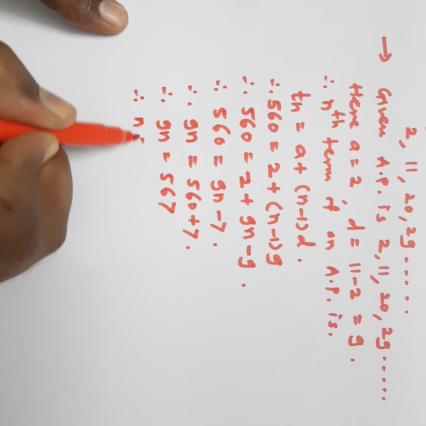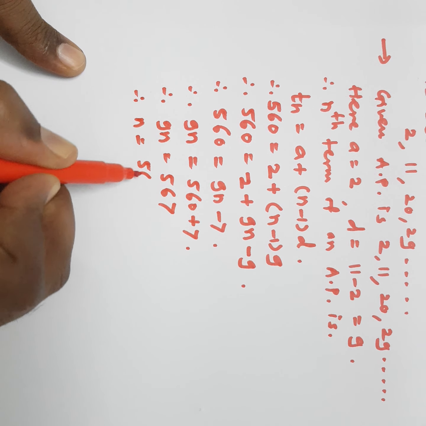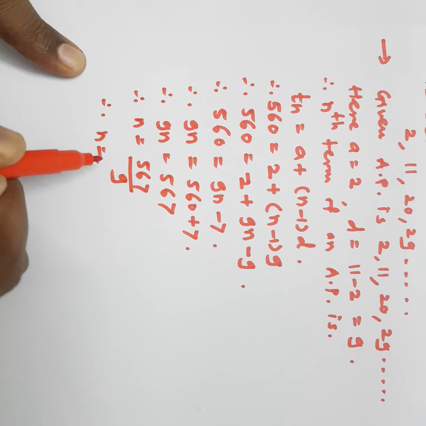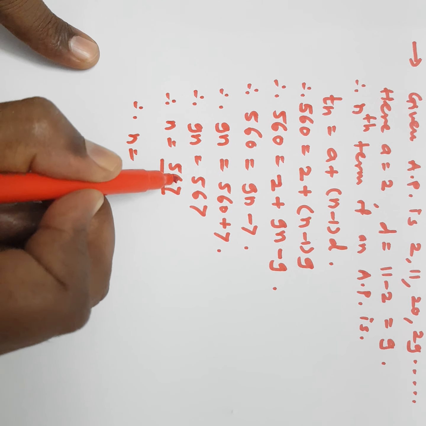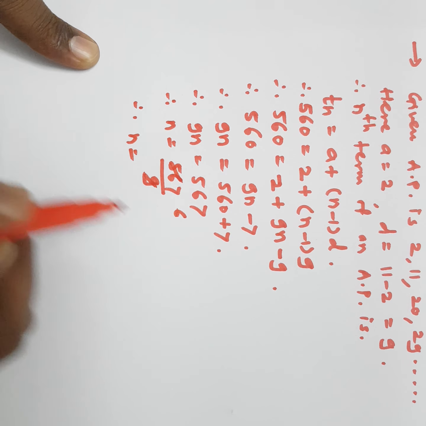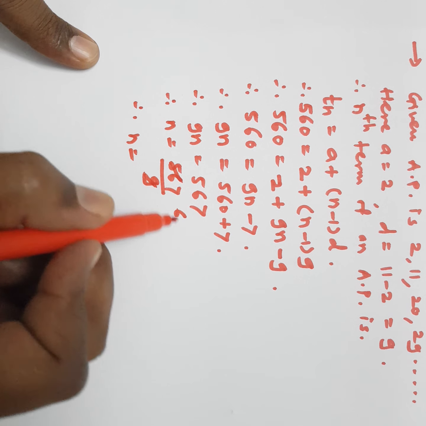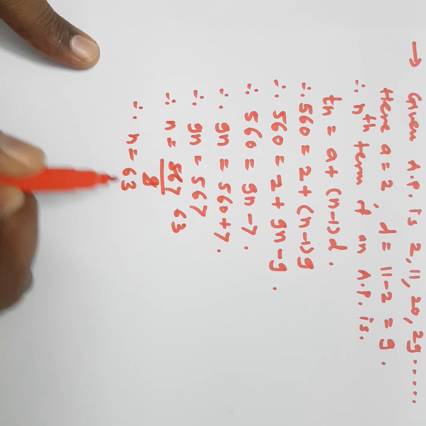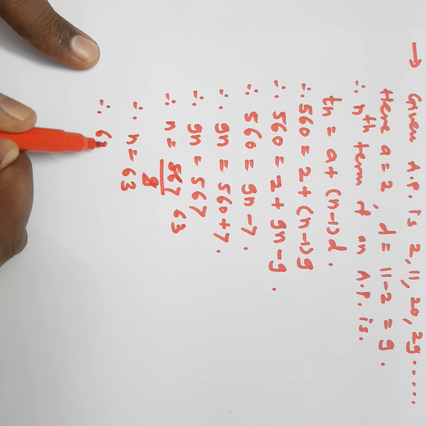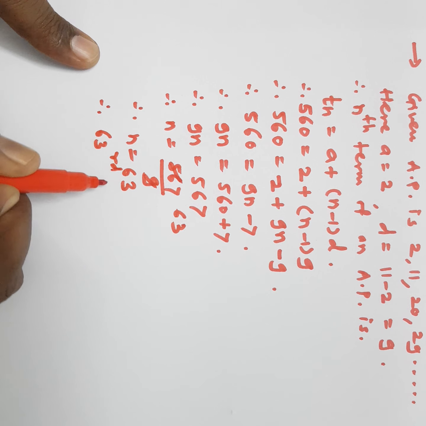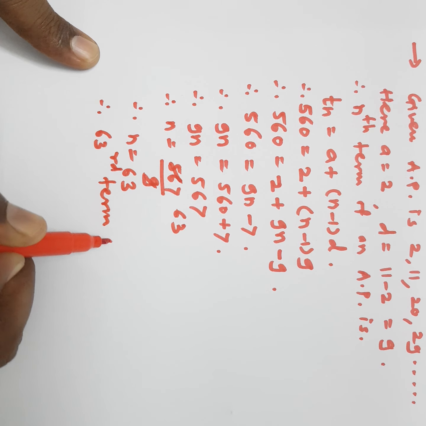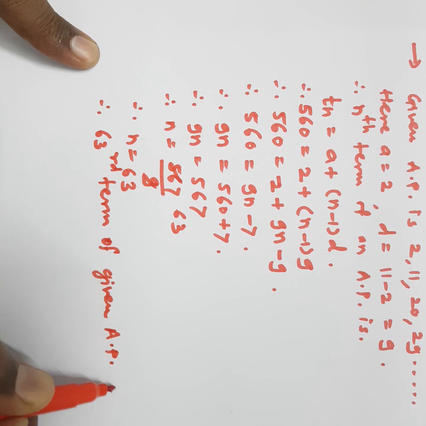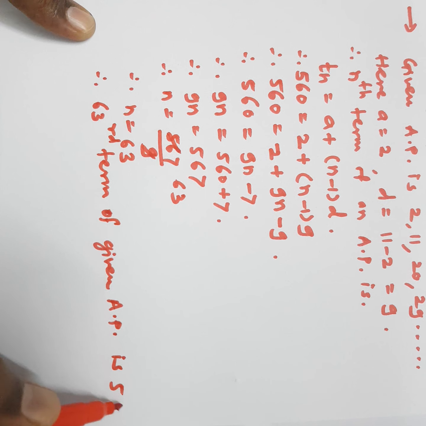Therefore, n is equal to 567 upon 9. Here 9 times 6 is 54 and 9 times 3 is 27. Therefore, n is equal to 63. Therefore, the 63rd term of the given arithmetic progression is 560.